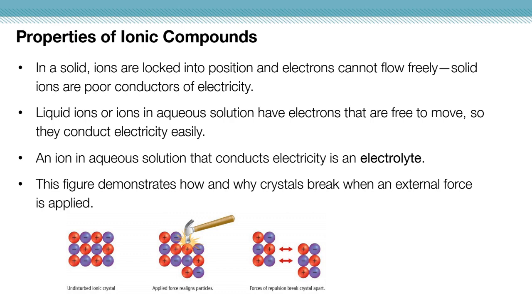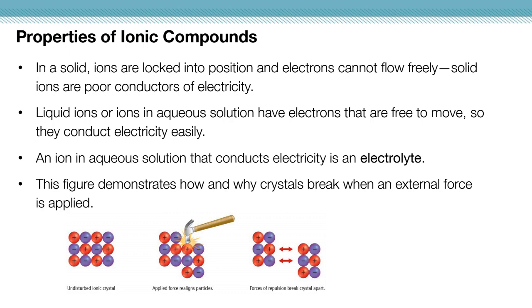If you were to add some force, right, so they're using a hammer here, and those charges align, so now you have a positive next to a positive and a negative next to a negative, you know from electricity and from magnets that same signs want to repel. So those things are easily just going to break apart because those positives don't want to be next to each other and those negatives don't want to be next to each other. So ionic compounds are brittle solids.